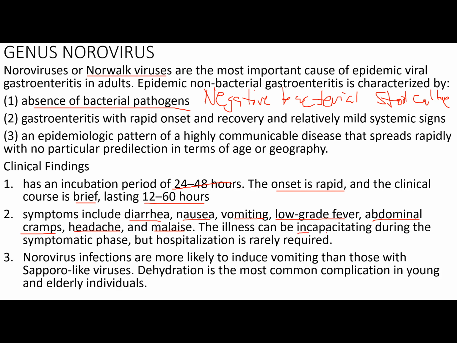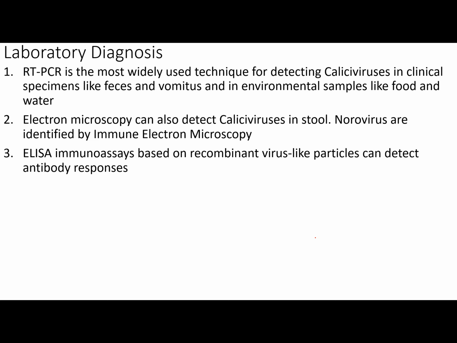For the lab diagnosis, RT-PCR is the widely used technique for detecting calicivirus in feces and vomitus, as well as environmental samples like food and water. EM or electron microscopy could also detect calicivirus. Noroviruses could also be identified by immune electron microscopy. ELISA immunoassays based on recombinant virus-like particles can detect antibody responses.